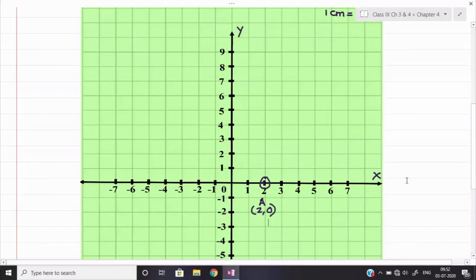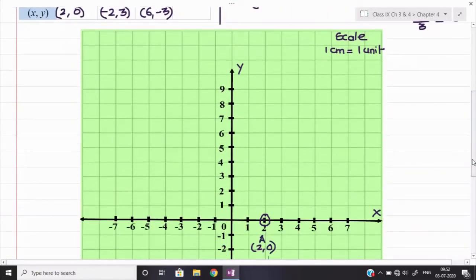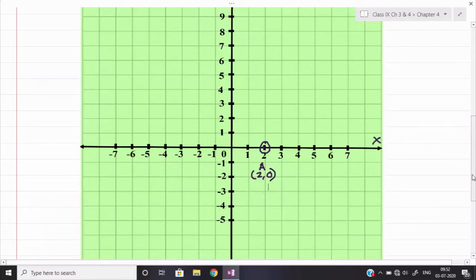Now let us see the second coordinate. The second coordinate given here is minus 2 comma 3, meaning x is equal to minus 2 and y is equal to 3. So first, on the x-axis, see where minus 2 is; it is coming here. Now from minus 2 we will go in the upward direction, and in front of 3 on the y-axis, we shall mark a point. This point I will call point B, whose coordinate is minus 2 comma 3.